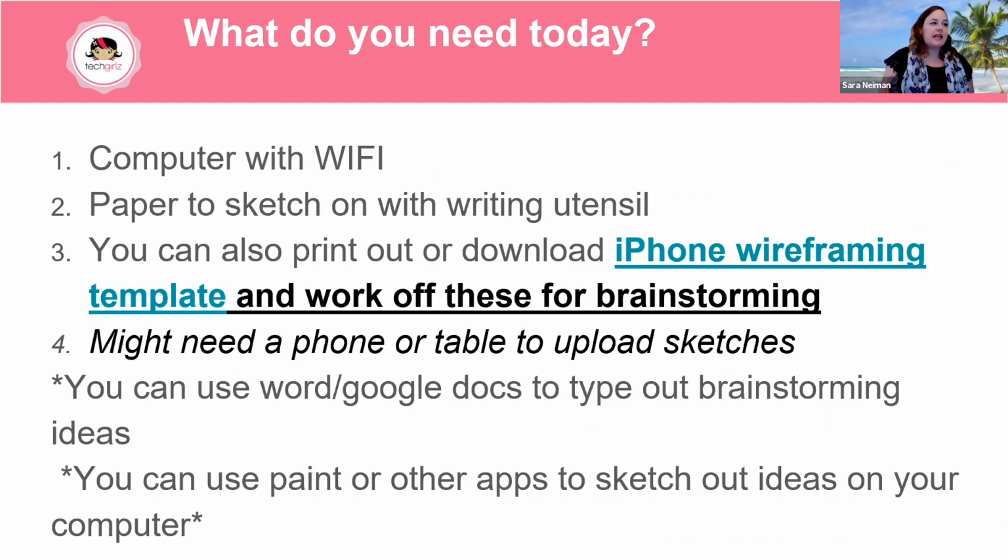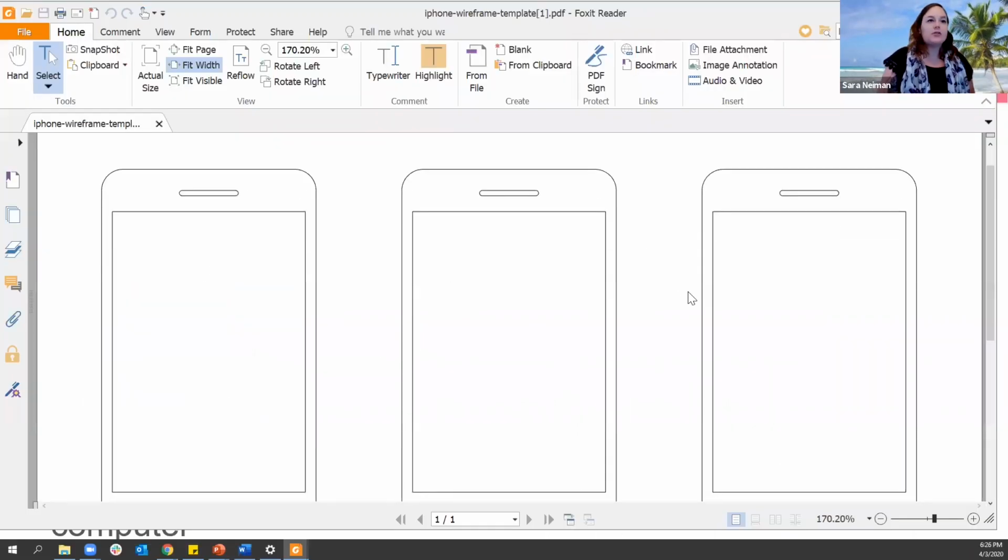So what do you need today? Really all you need today is a computer with Wi-Fi. You will need to grab a piece of paper or something that you can use to brainstorm. You can also print out this iPhone wireframing template. You can find it linked here as well, but it will ask us if we want to proceed. We do. What this looks like is really cool because it's a document, and if you just go to Google, you can look it up as well, iPhone wireframing template.